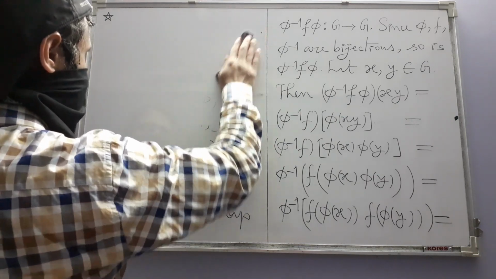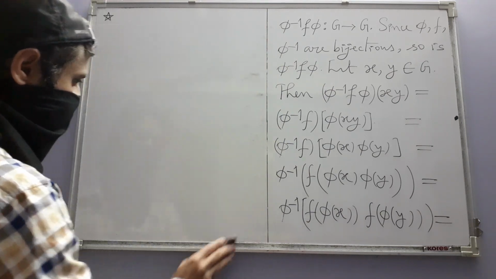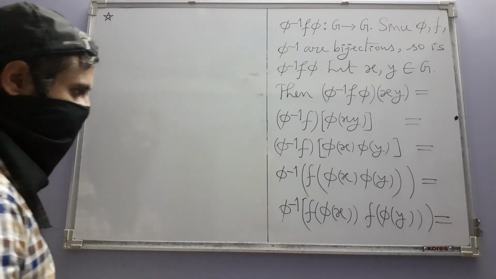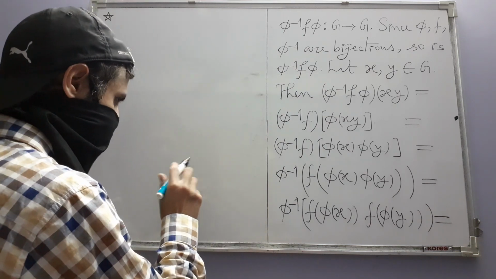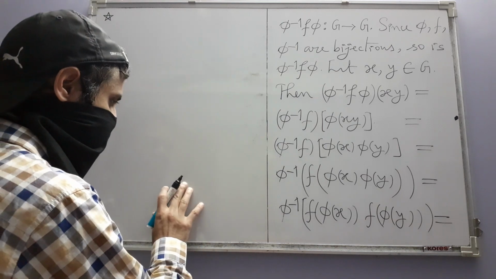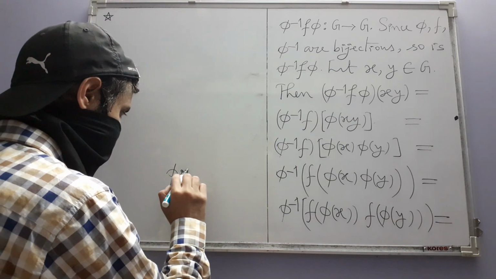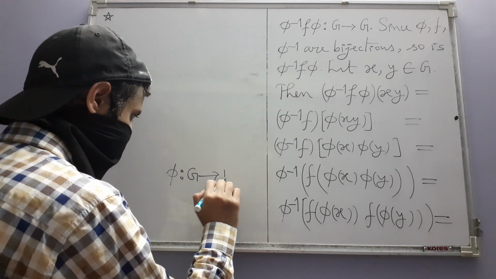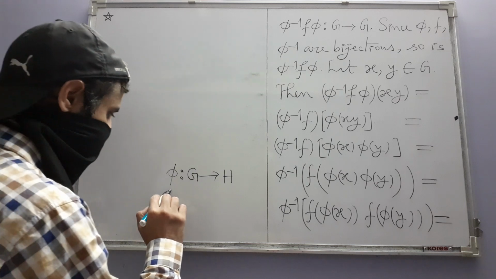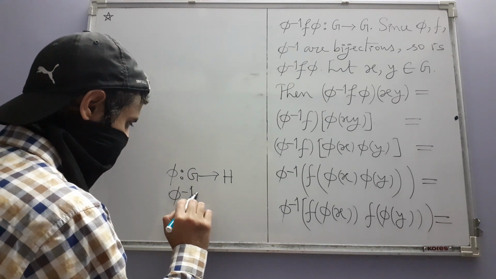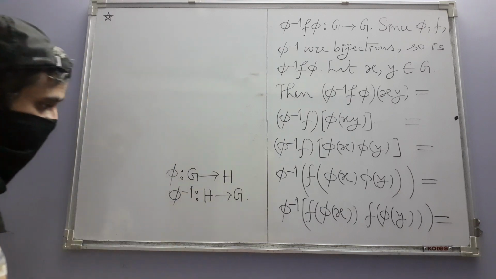It's a fact which may already be available in the text, or not. I am not entirely sure. I have not gone through that part fully; I am just simply solving the exercises now. So phi is a map from G to H, right? From the beginning itself, this has been the setup. And phi inverse is a map from H to G.